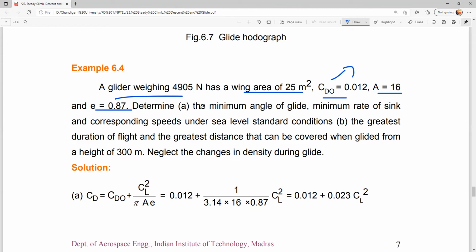So our main agenda is to calculate the minimum angle of glide and minimum rate of sink. The corresponding speeds also we need to calculate, and the greatest duration of flight and the greatest distance that can be covered when glided from a height of 300 meters.